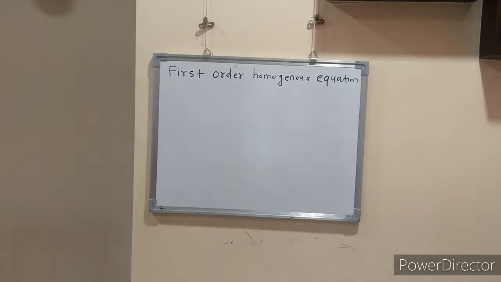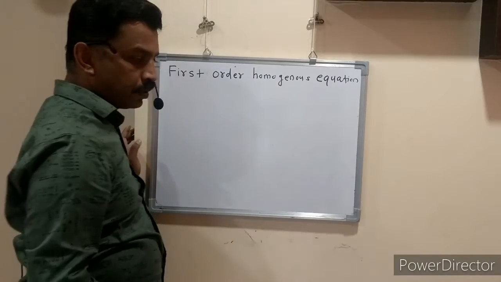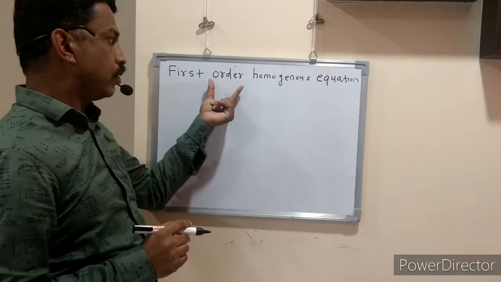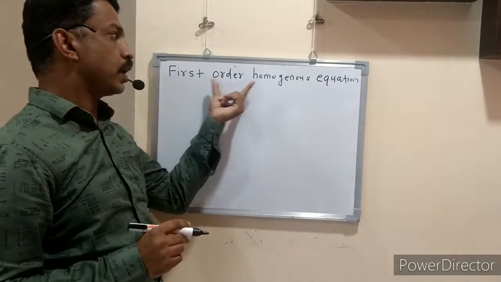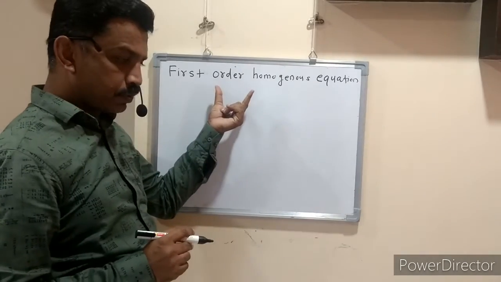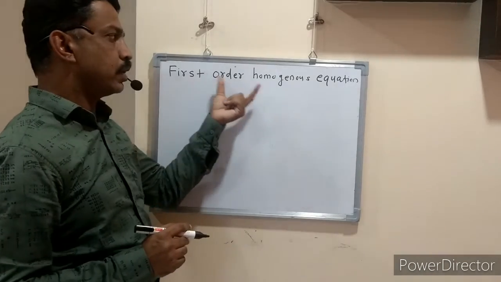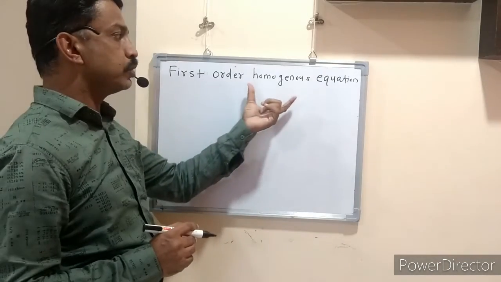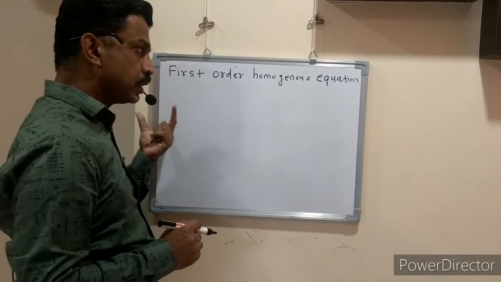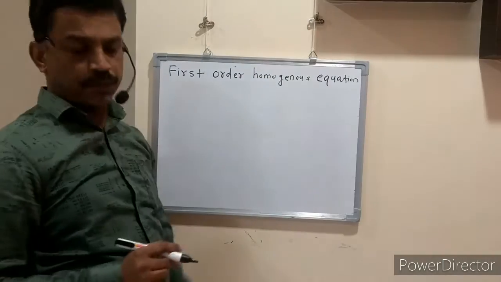Hello friends, today we see the first order homogeneous equation with constant coefficients. First we have seen what is meant by order and what is meant by homogeneous equation. Order means suppose we say dy by dx, so it is known as first order equation. And homogeneous means if the dependent term is present in each and every part of the equation, then it is known as homogeneous equation.